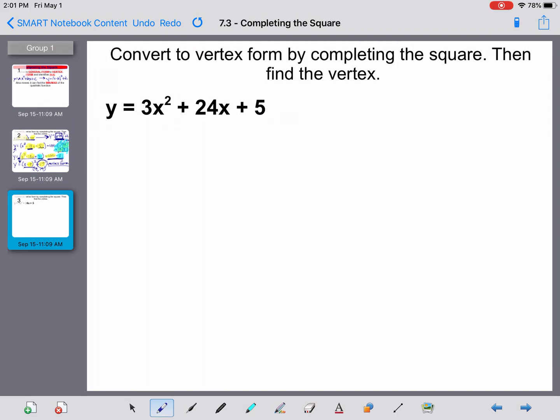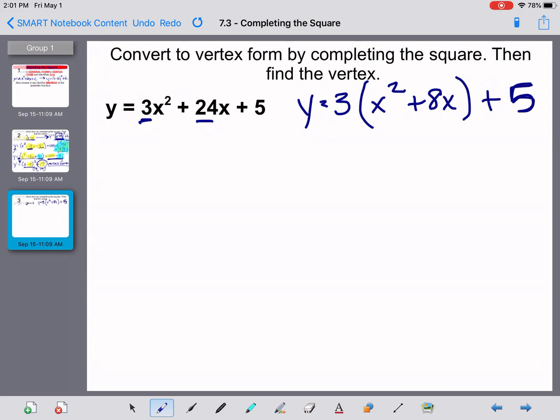Okay, again, I'm going to associate my x squared value, my ax squared, and my bx, but when I have a leading coefficient here, I can also see if I can pull something out, which I can in this case. I can pull out a 3 from both of these. So that would mean it'd be y equals 3. Now I can do my associating x squared plus 8x plus 5. Now I can go ahead and treat this just like I did with my last example.